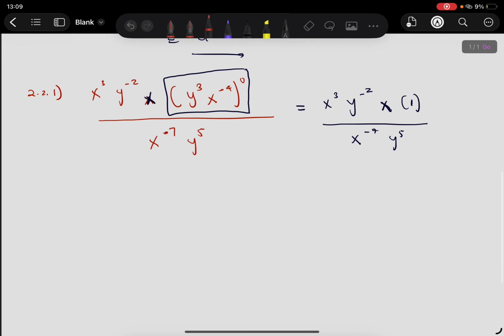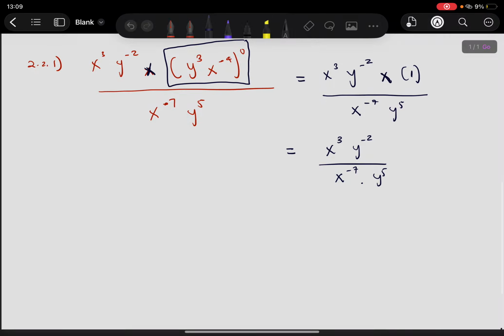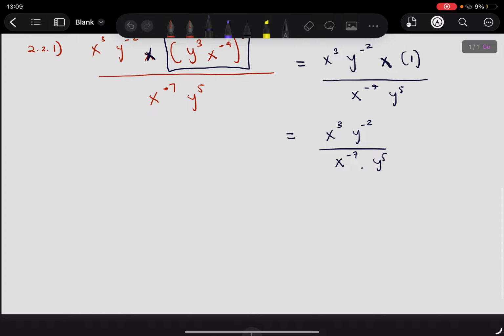So then we have x to the power of 3, y to the power of minus 2, all over x to the power minus 7 multiplied by y to the power 5, because anything multiplied by 1 is just that. Now from here, we can use the law that says when you divide powers of the same base, you subtract the exponents.